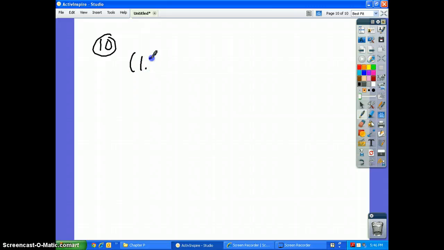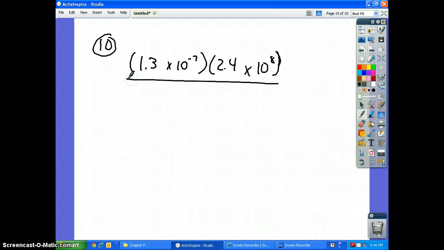I have 1.3 times 10 to the negative 7 power, times 2.4 times 10 to the 8 power, divided by 1.3 times 10 to the 9th power. You have to simplify this without using the calculator. Since that's the case, there are certain things that you have to understand.